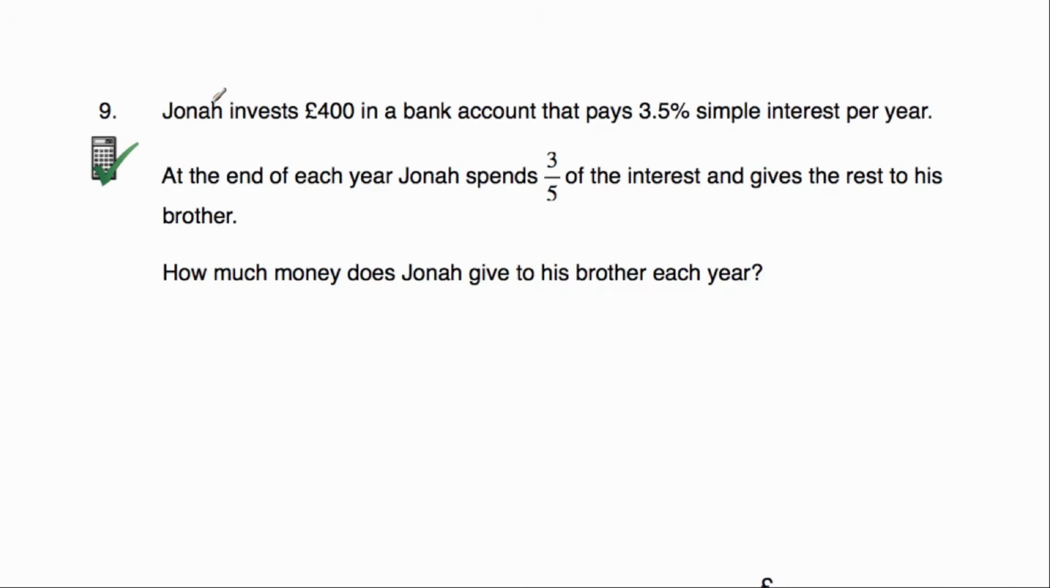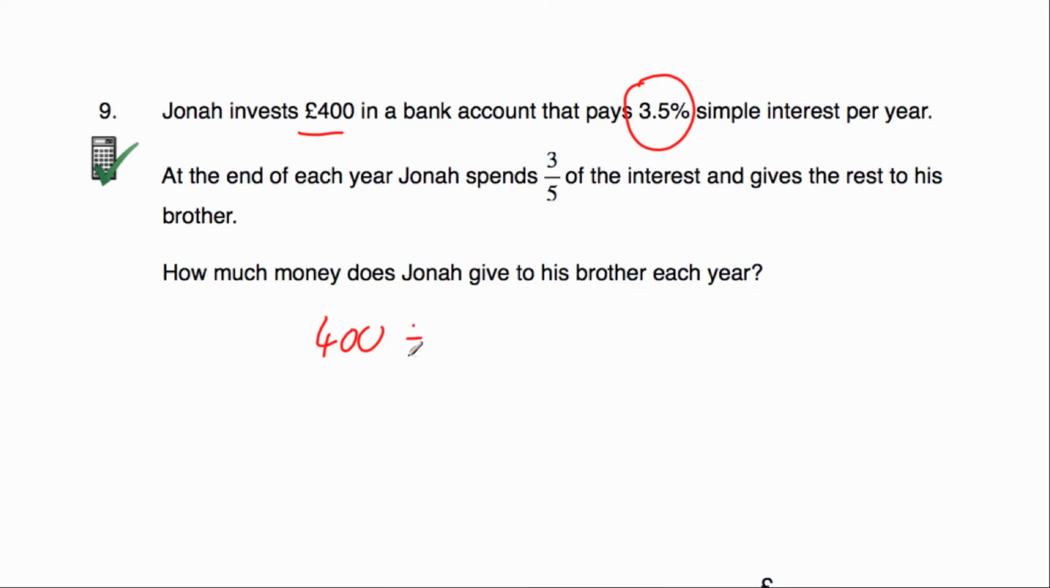Question 9 says, Jonah invests £400 in a bank account that pays 3.5% simple interest per year. At the end of each year, Jonah spends 3/5 of the interest and gives the rest of it to his brother. How much money does Jonah give to his brother each year? Okay, so the money that's invested is £400 and it's simple interest, so we're going to want to work out 3.5% of 400.